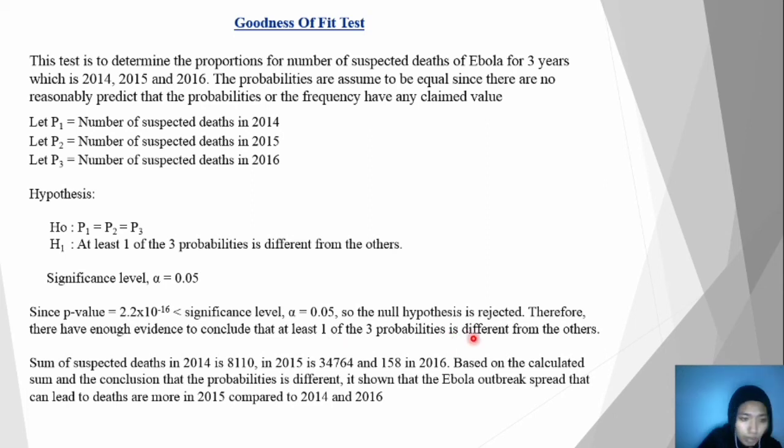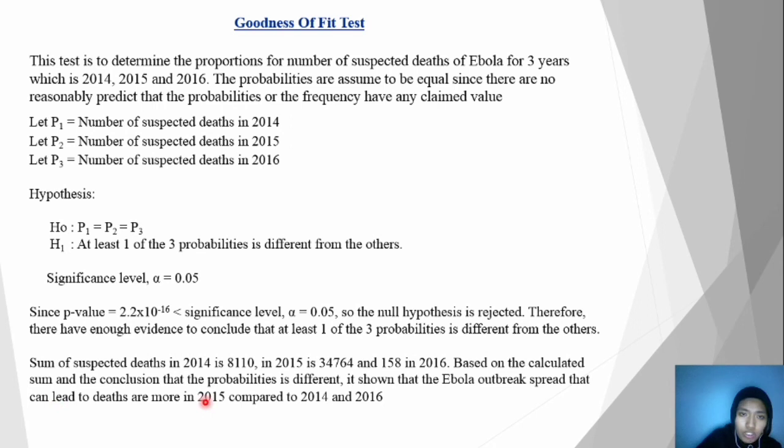The sum of the suspected deaths in 2014 is 1,110. In 2015 it is 34,764 and 158 in 2016. Based on this calculated sum and the conclusion from the test, it shows that the Ebola outbreak spread that can lead to death was greater in 2015 compared to 2014 and 2016.